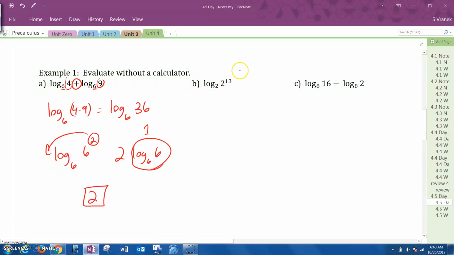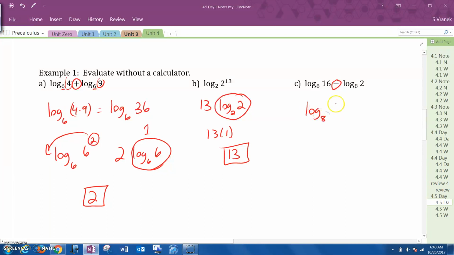B is the same type of property. Bring the 13 down in front, and then we have log base 2 of 2. And again, the exponent that goes from 2 to 2 is just the 1. So we get 13. Here we have to put these together, and since it's subtraction, that happens when the things are being divided. So log base 8 of 16 divided by 2, which is equal to log base 8 of 8, and we know that that is just 1.